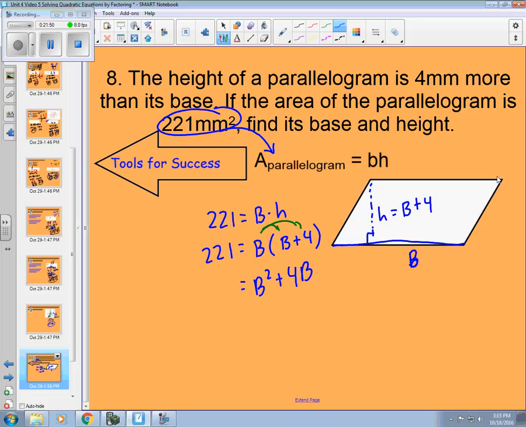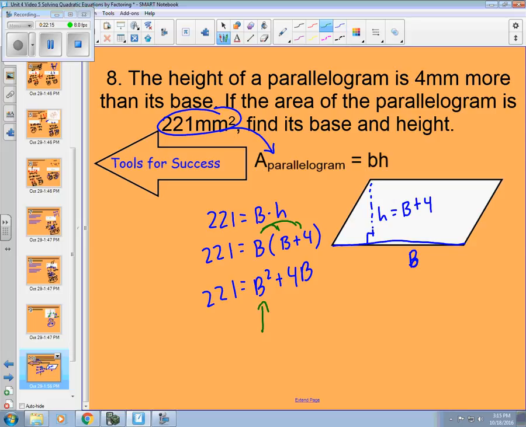Okay, now this is just like one of the problems we did at the beginning. You can't solve this by doing any dividing or subtracting or anything like that, because you got b squared here and b, which are not like terms. So if you got not like terms, that means get it equal to 0 and then use some factoring or other method to solve.